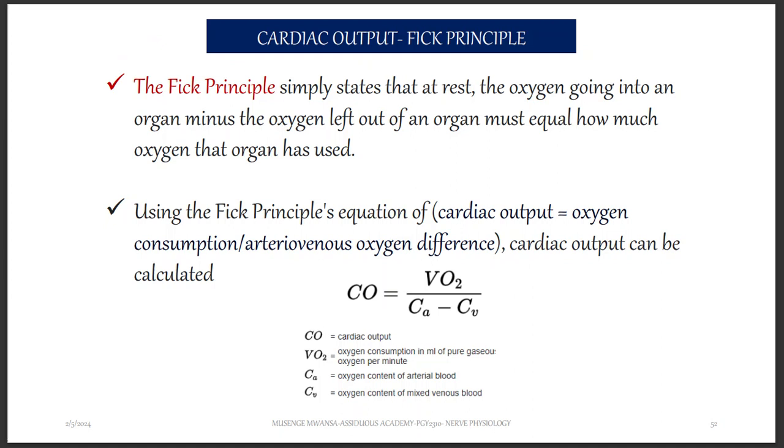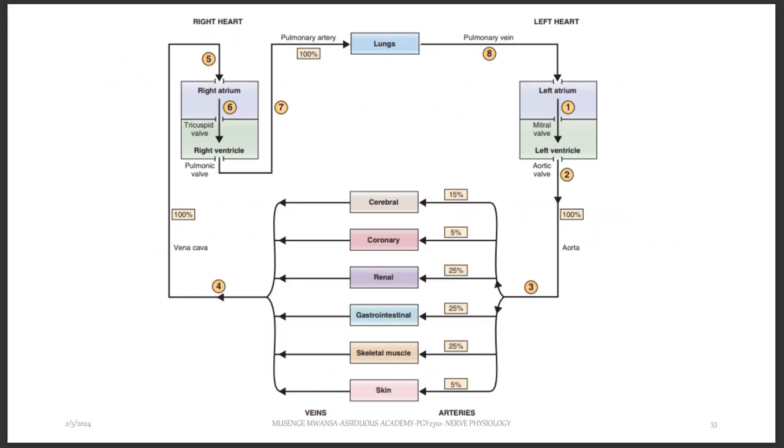Okay, and then cardiac output. Cardiac output, according to Fick's principle, is just oxygen going into an organ minus oxygen leaving an organ, and that must be equal to the oxygen that has been used up by the organ. So cardiac output is oxygen consumption divided by oxygen content in arterial blood minus oxygen content in venous blood.